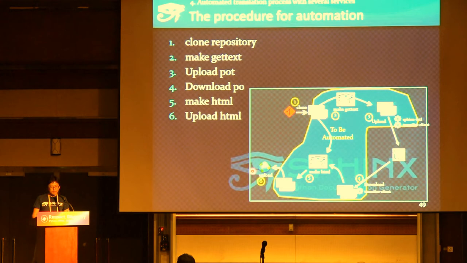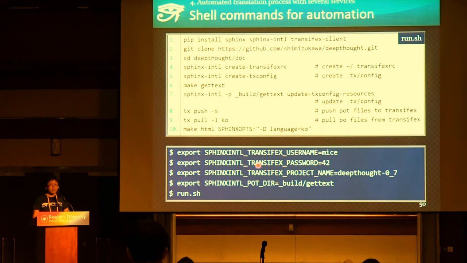That's all. Next, we will replace all these steps with a command line. This is the command line that includes the steps. Line 1: install Sphinx and related tools, clone the repository, and create a Transifex account file by using sphinx-intl that references environment variables, like this. And create a Transifex config file by using sphinx-intl again. And generate POT files by make gettext. And update resource information in the Transifex config file. And push POT files to Transifex. And pull translated PO files from Transifex. And make html to generate translated HTML using the translated catalogs.